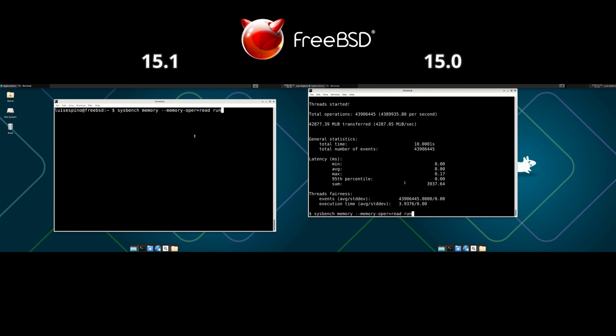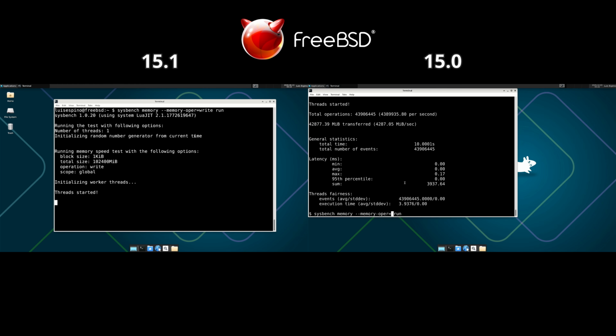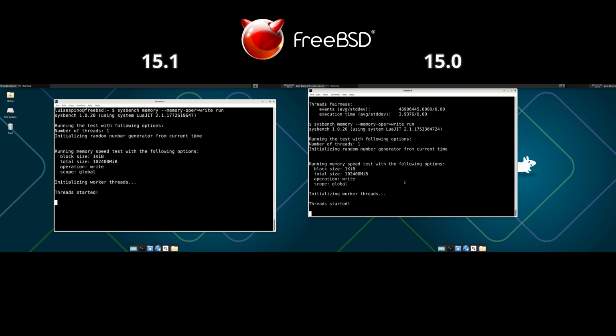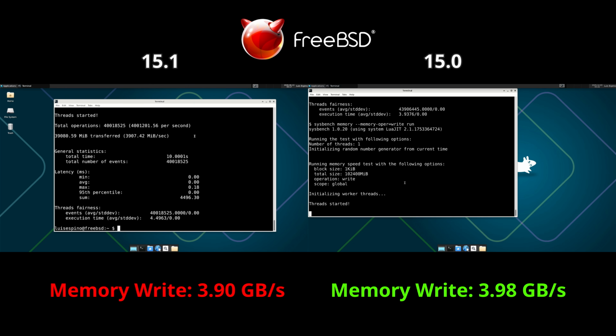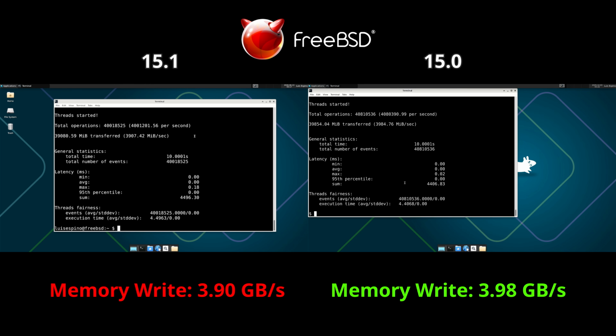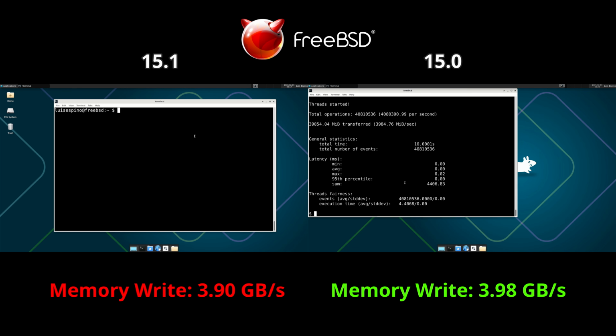To measure write throughput, we executed memory Sysbench, analyzing the specific transfer rates directly to the RAM. In memory write, an inverted transfer rate was obtained. Version 15 had a slight advantage of 80 megabytes per second.